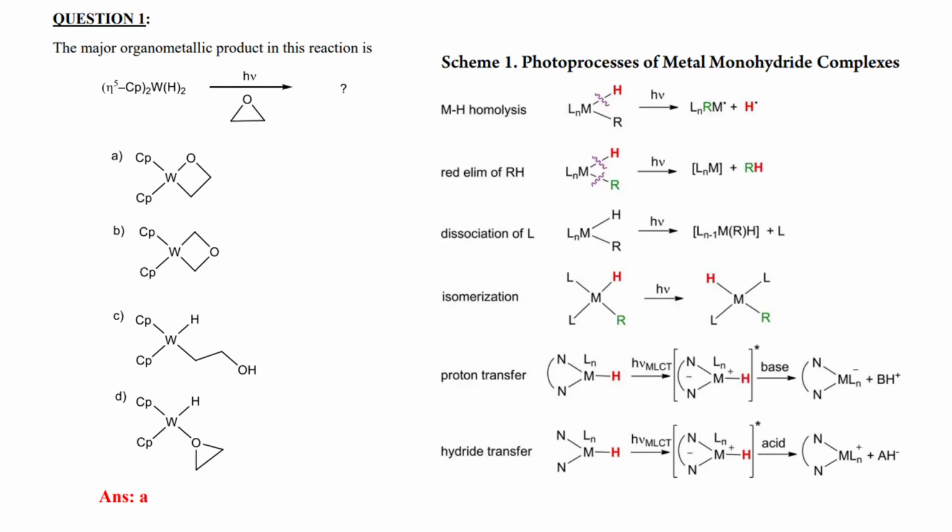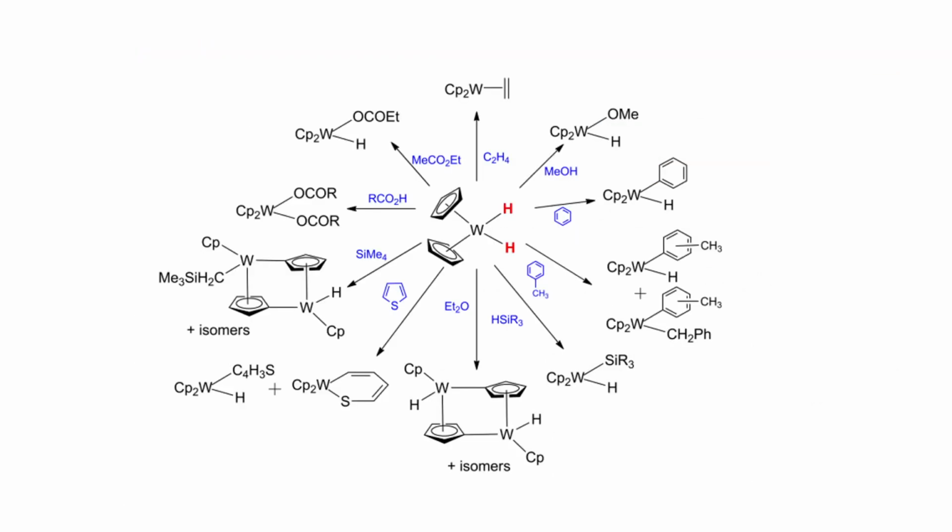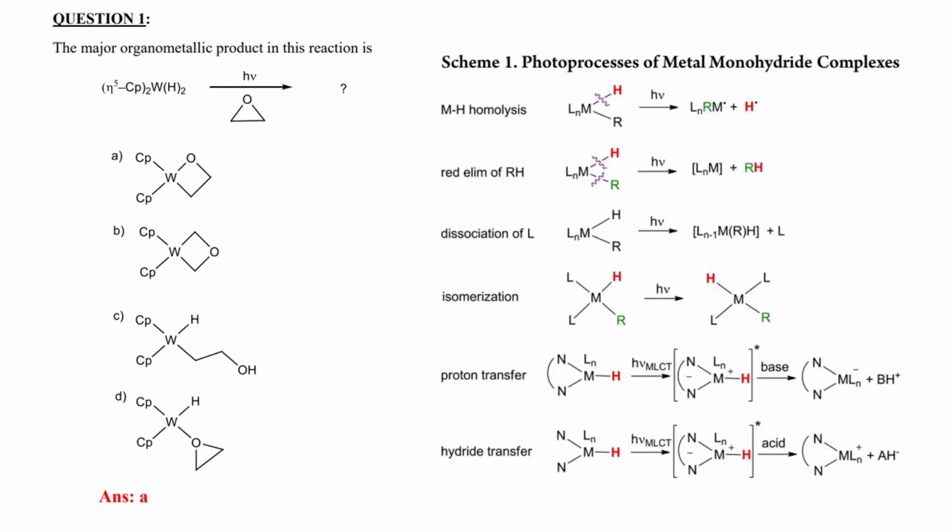So this we have just seen, metallocene. Now another thing we have covered was this kind of metal hydride complexes. If you see different properties of this, initially we have read about this kind of photoprocessing. So metal hydride homolysis is one of them.